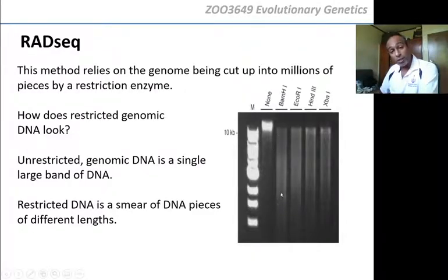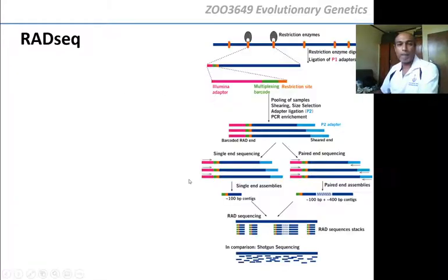We are only interested in the small pieces here. We're not interested in these big and medium pieces. We throw them all away, actually. We cut out the DNA from down the bottom here where the pieces are small. Those are the only pieces we're interested in. Okay? So, let's go through the method of RAD-seq.